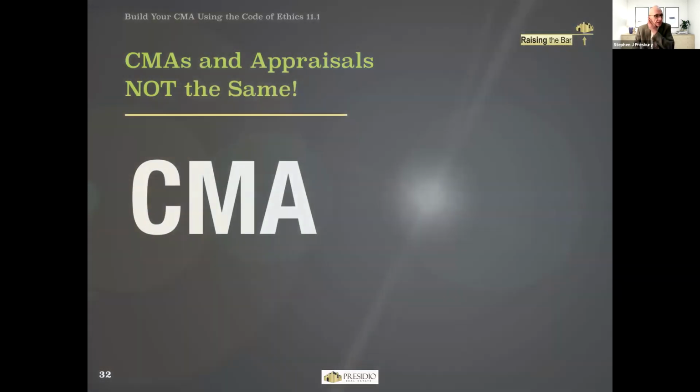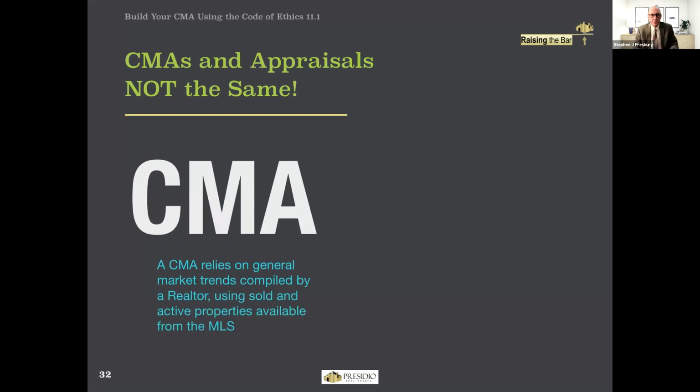Okay, so let's look at this then. The CMA, quite simply, relies on general market trends compiled by a realtor using sold and active properties available from the MLS. That's the tool we're using. We go to the MLS, we're looking for properties that are being sold, hopefully within a timely period, and we are maybe looking at properties that are currently active, even though there's no guarantee that those properties are going to be sold for the price that they are being advertised at. Very different to an appraisal.